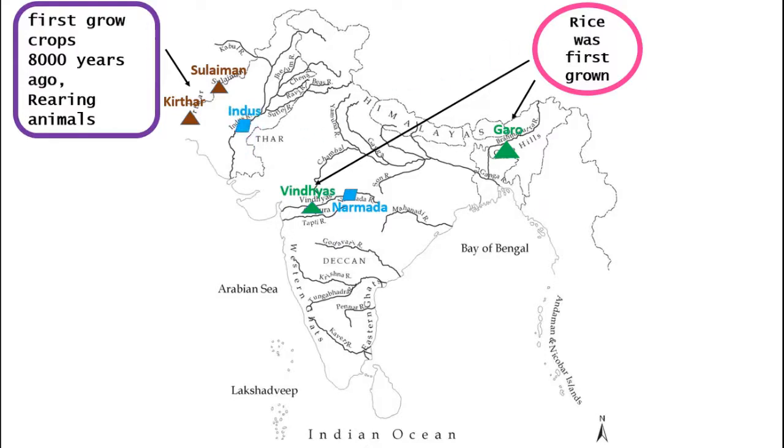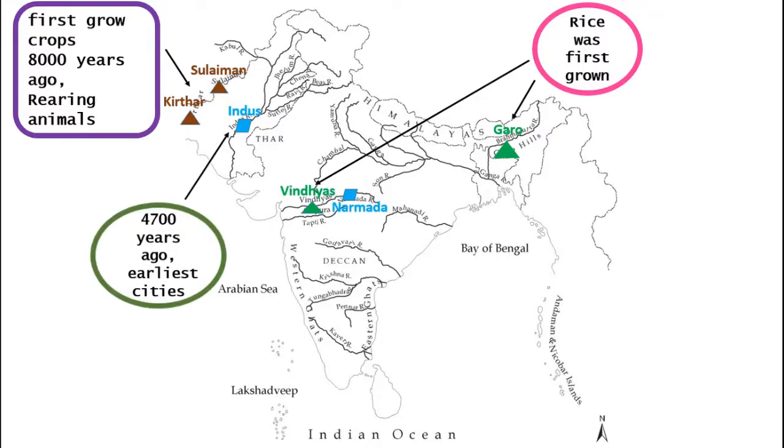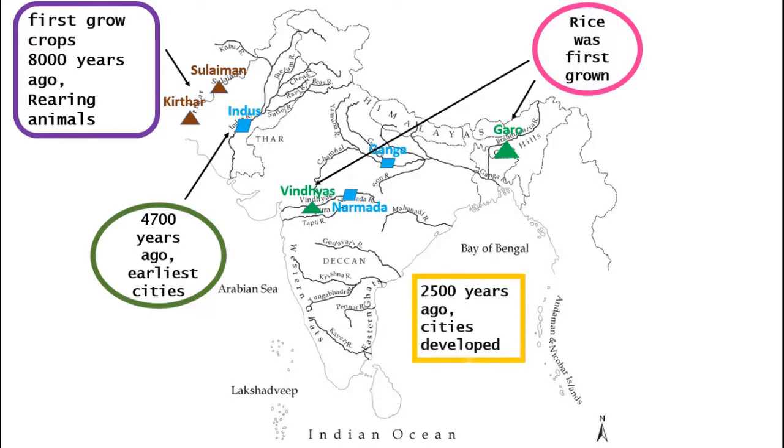And next, you see River Indus. Near the bank of the river Indus, the earliest cities, or the very first cities, developed around 4700 years ago. Next, you see River Ganga, and cities developed here also after the river Indus. Near the banks of River Ganga, cities developed 2500 years ago.